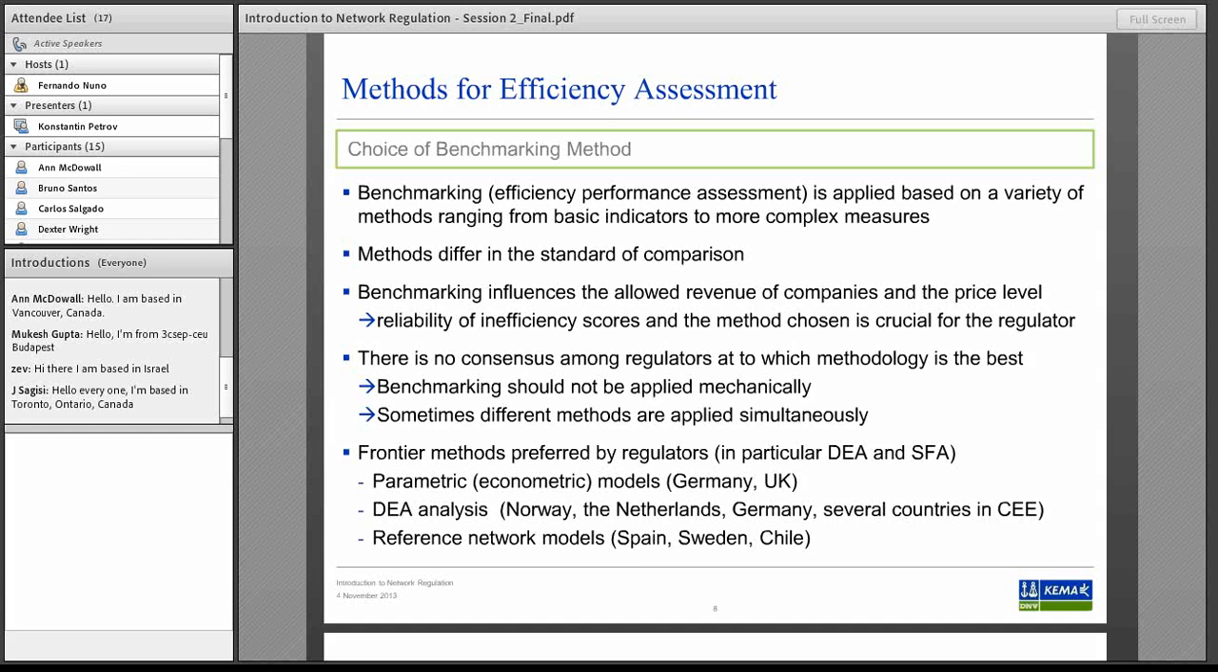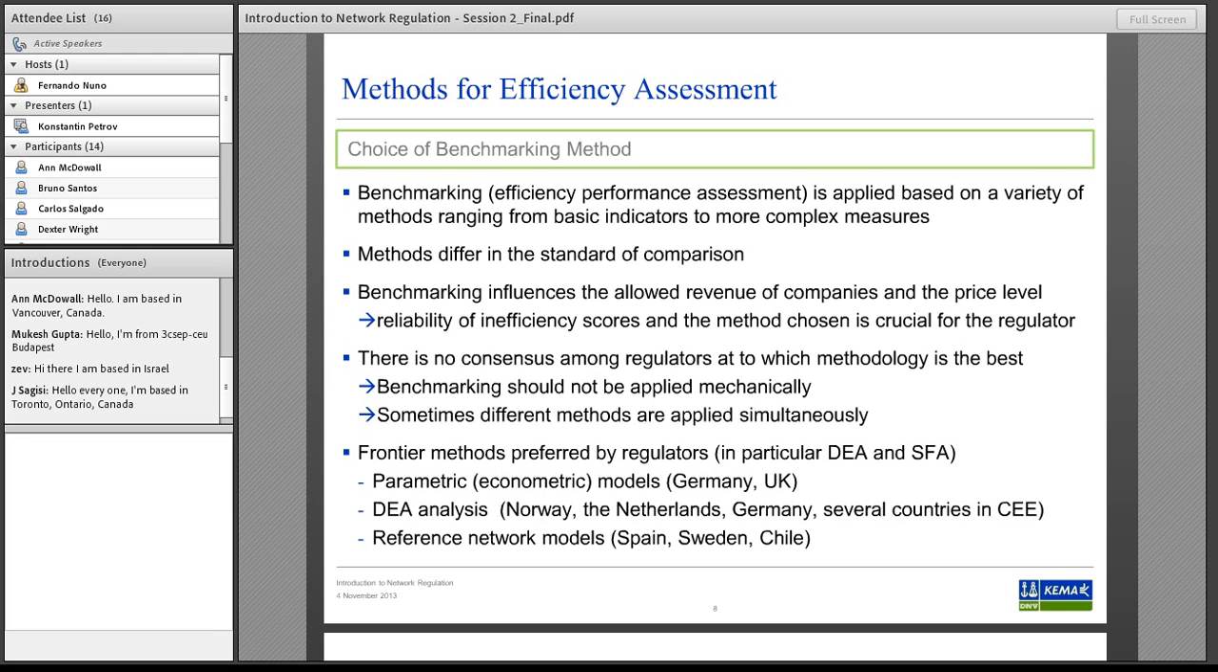So we can see different models, and interestingly, sometimes we see the application of so-called reference network models. I'll come to this point in a minute. In some countries, the comparison is not between company and company in the real world, but between a company and a fictive company based on an engineering model, meaning an ideal network. This network provides the reference case to compare the operating performance of the investigated company. So we have a mix of techniques and different examples from the international experience.